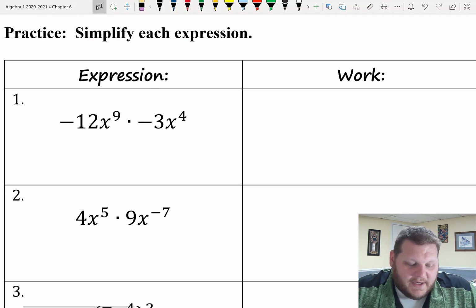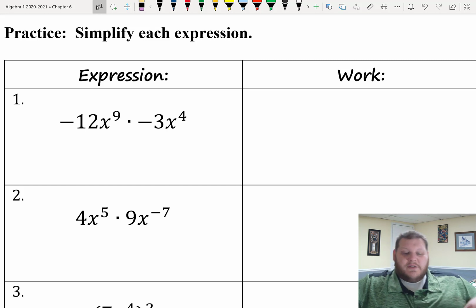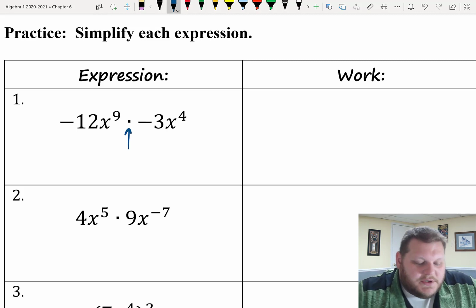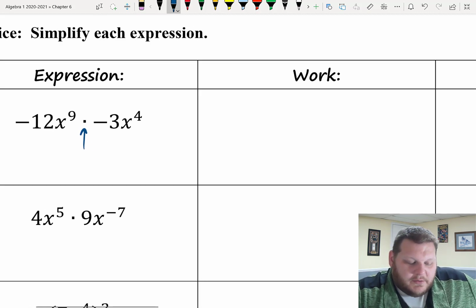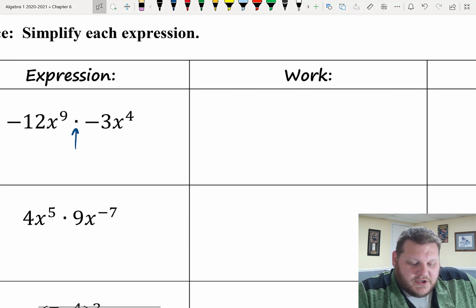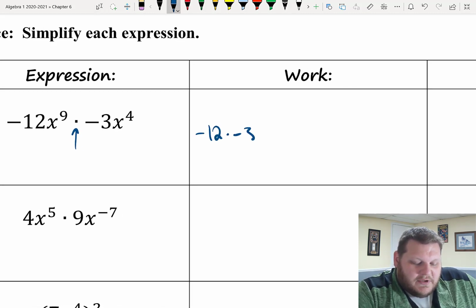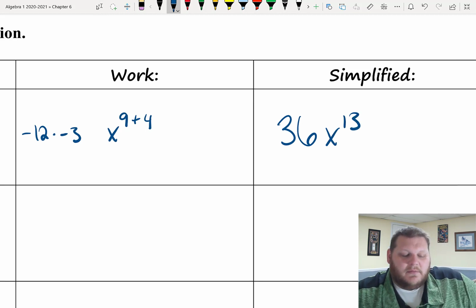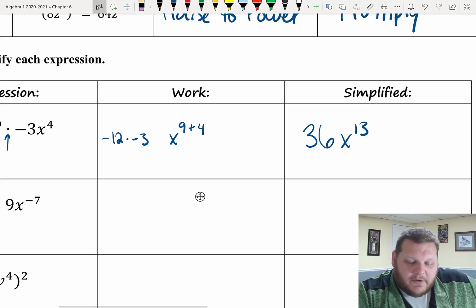So for these odd numbers, again, look at what rule we're using. What's our operation between our bases? Here for number 1, we have multiplication in the middle, so we should be using our product rule. Our product rule tells us that we're going to multiply our coefficients, so negative 12 times negative 3. And then for our base, we're going to add those exponents together. So I should end up with positive 36 x to the 13th power. Negative 12 times negative 3 is a positive 36, and then 9 plus 4 is 13. So 36 x to the 13th power.